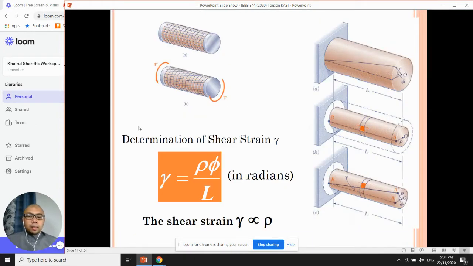This is the same as the previous slide, but as I mentioned, when we talk about the shear strain, the calculation must be in radian mode. The shear strain is proportional to the radius of the rotation. This statement is really important. The shear strain is proportional to the radius of the rotation.